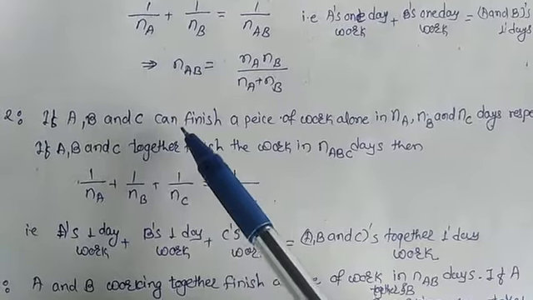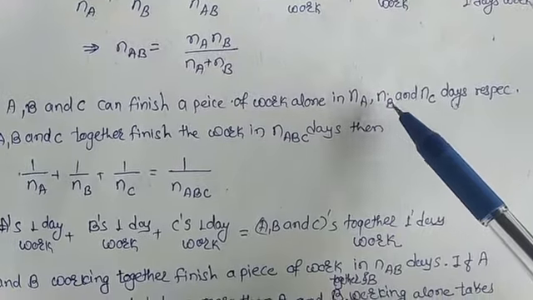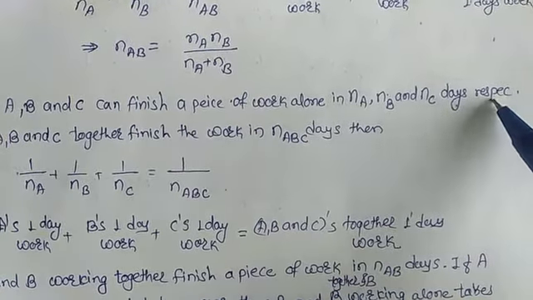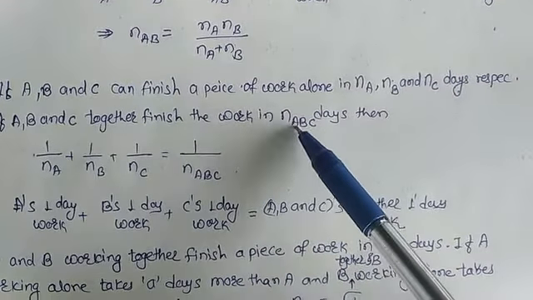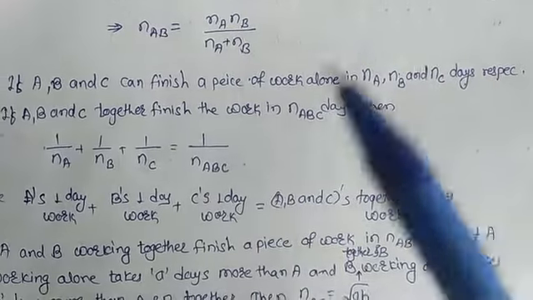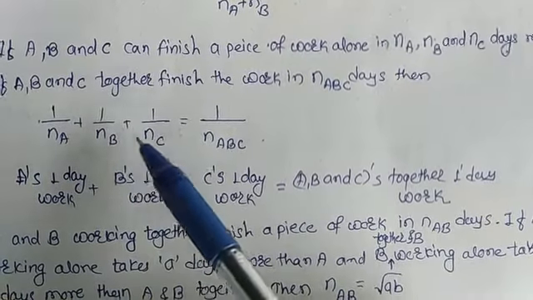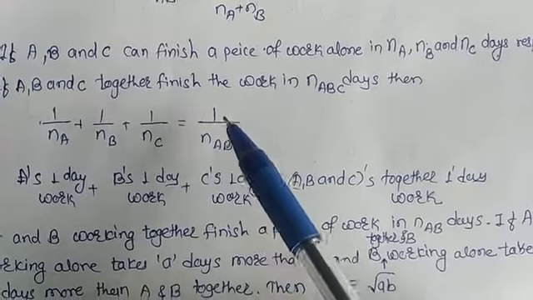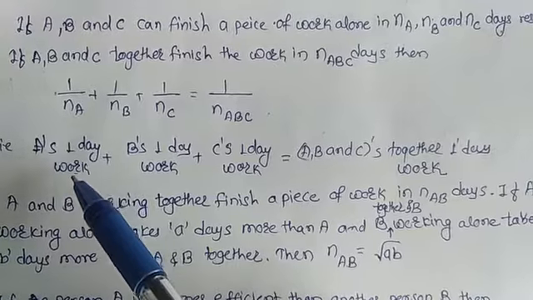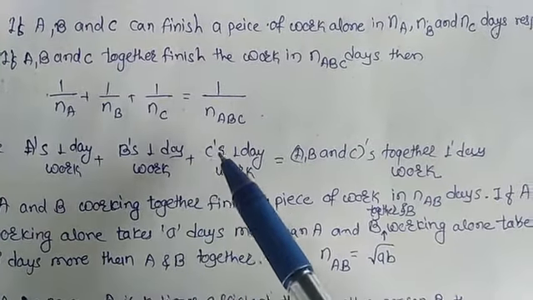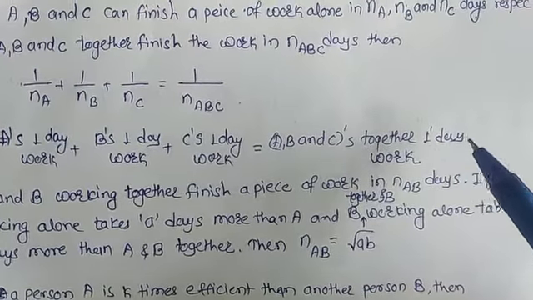Similarly, the second result is for three people. A, B and C can finish a piece of work alone in n_A, n_B and n_C days respectively. If A, B and C together finish the work in n_ABC days, then the formula is 1 upon n_A plus 1 upon n_B plus 1 upon n_C is equal to 1 upon n_ABC. Which means A's 1 day work plus B's 1 day work plus C's 1 day work is equal to A, B and C together's 1 day work.